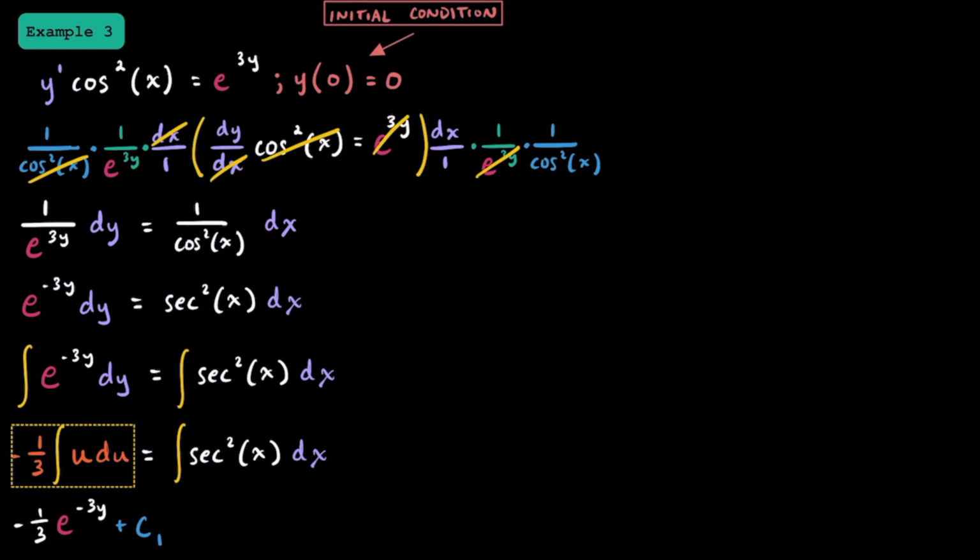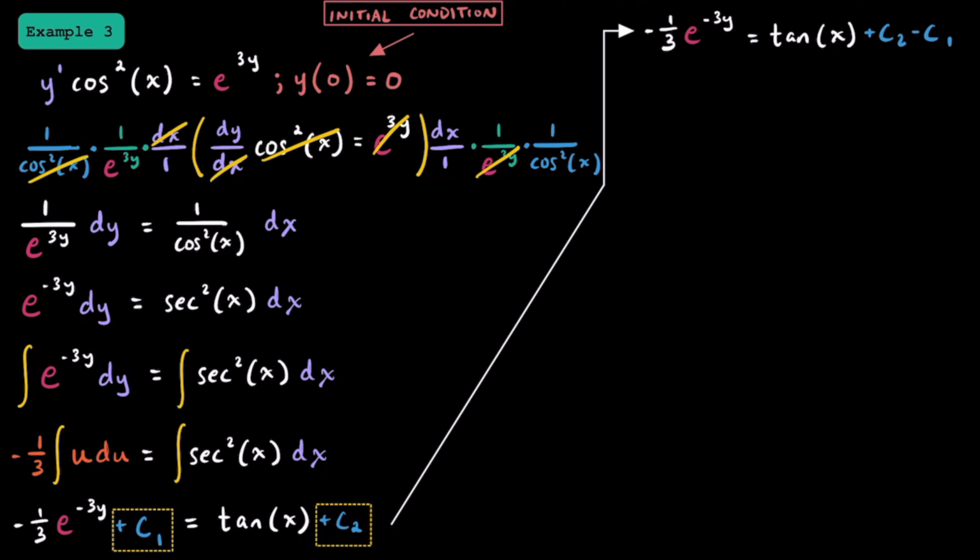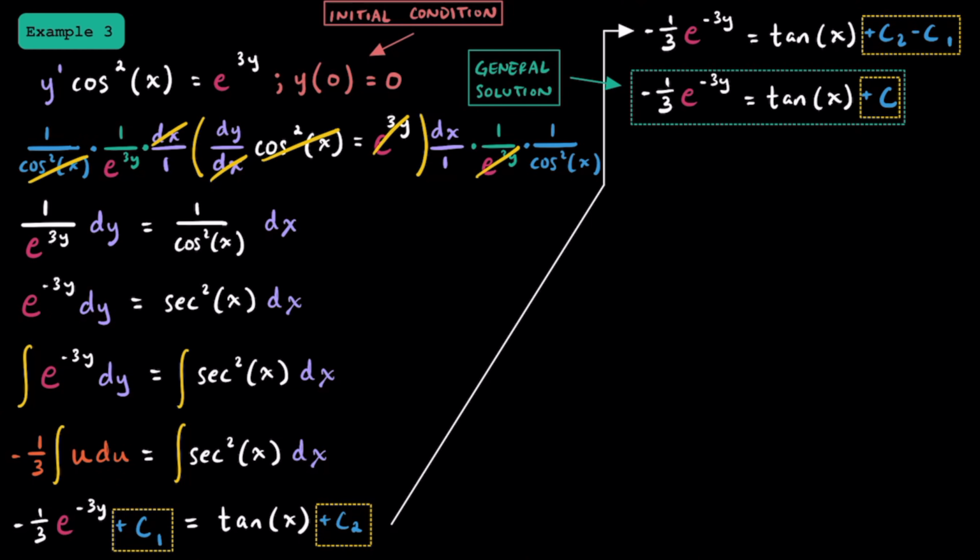After integrating on the left side, we're going to have negative 1/3 times e to the negative 3y power plus a constant. And on the right side, we're going to get tangent of x plus another constant. Subtracting our c1 from both sides, we can write negative 1/3 e to the negative 3y power is equal to tangent of x plus c2 minus c1. And combining our constants together just to write a general constant, here's our general solution.